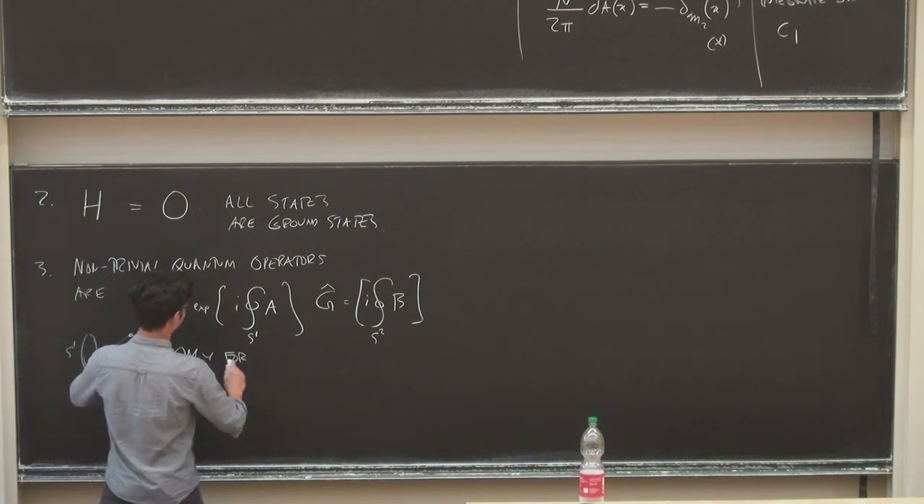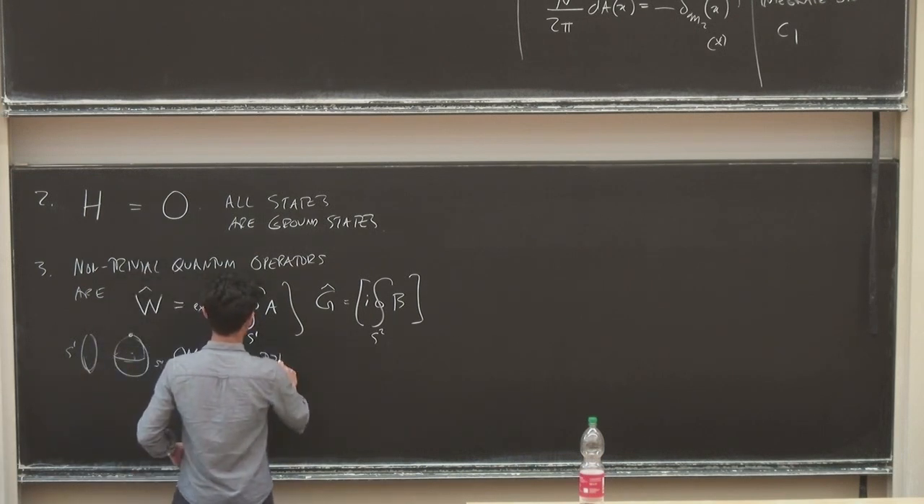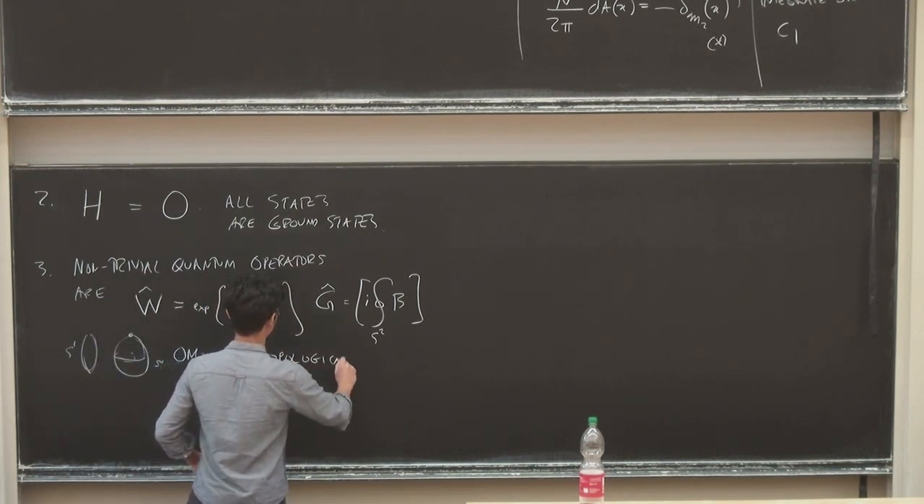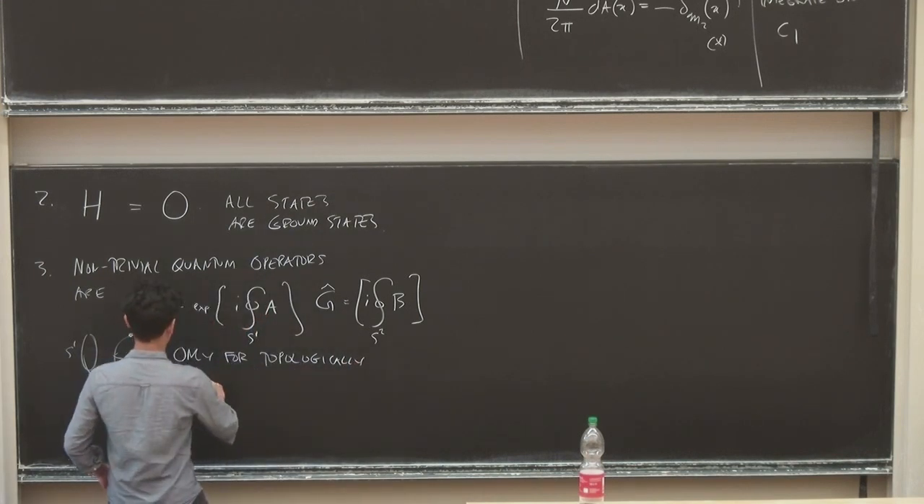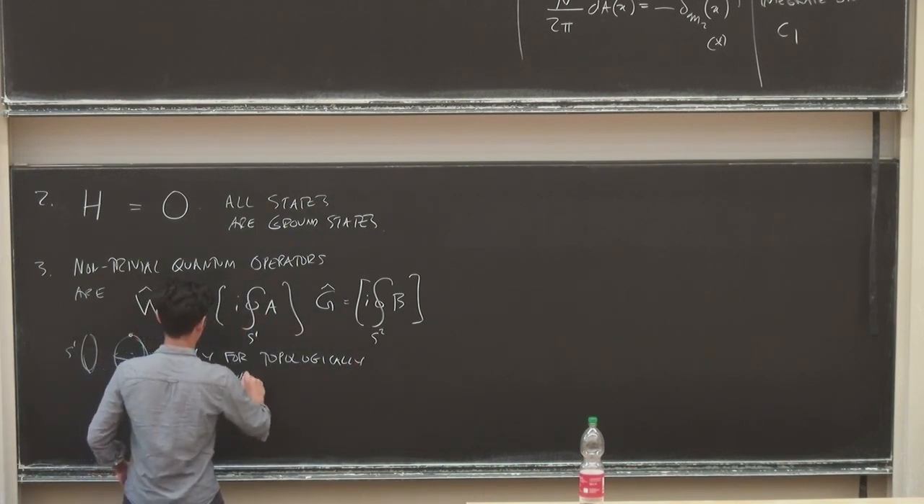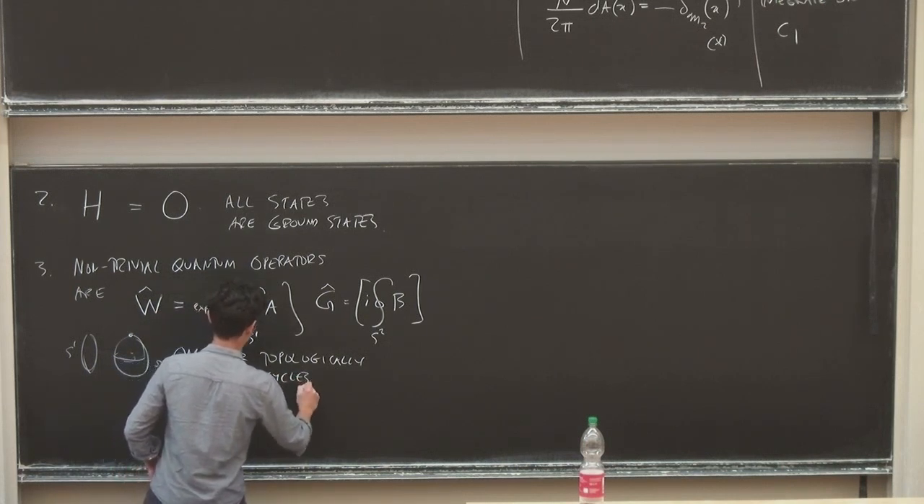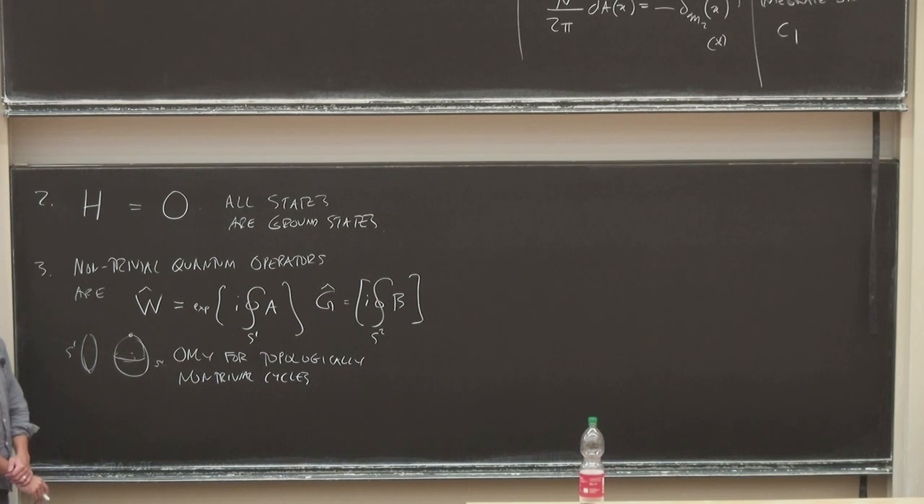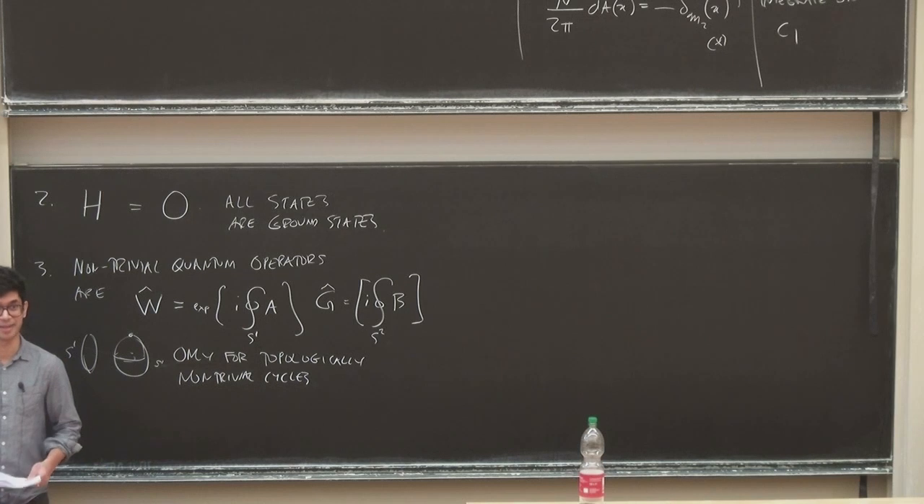You can only define useful operators for topologically non-trivial cycles. This is a very good point. That's why I picked this to be S1 cross S2. I wanted to have one interesting 1-cycle and one interesting 2-cycle. That's the only reason why I picked this. Okay, excellent questions. You are all anticipating amazingly what I'm trying to say, so this is perfect.